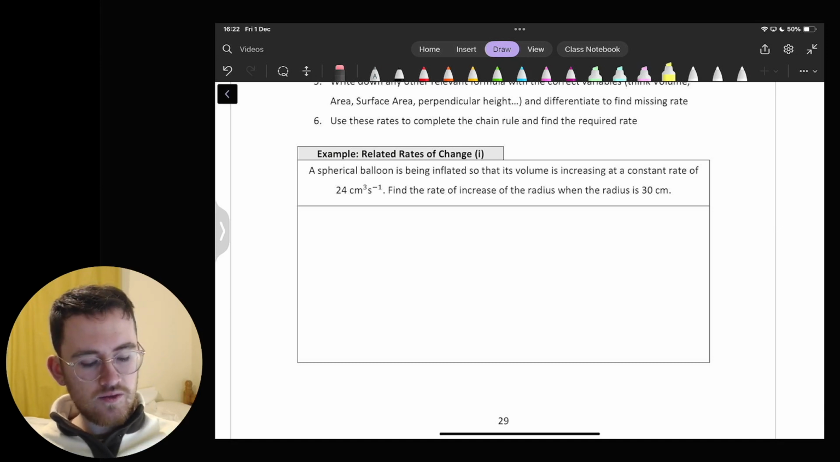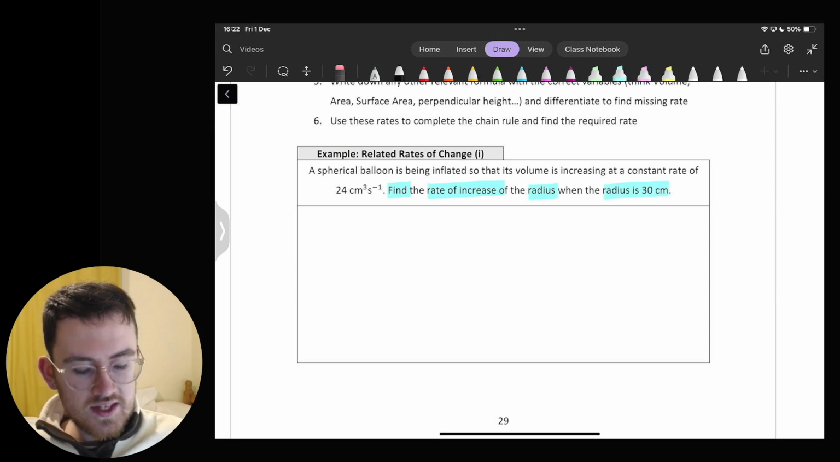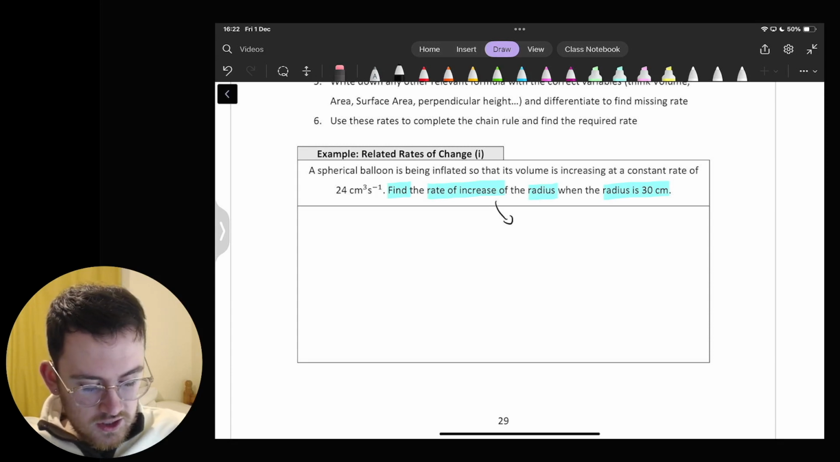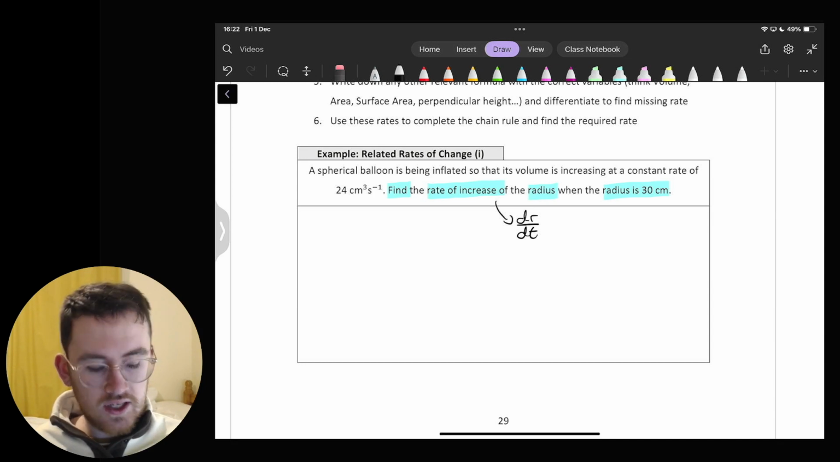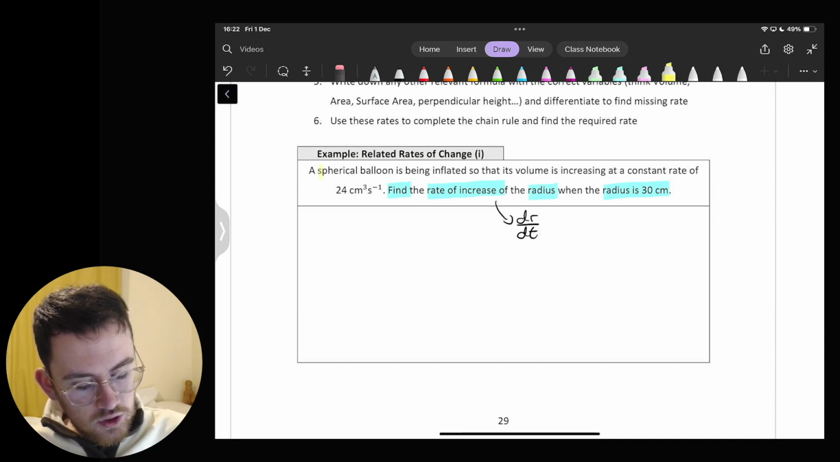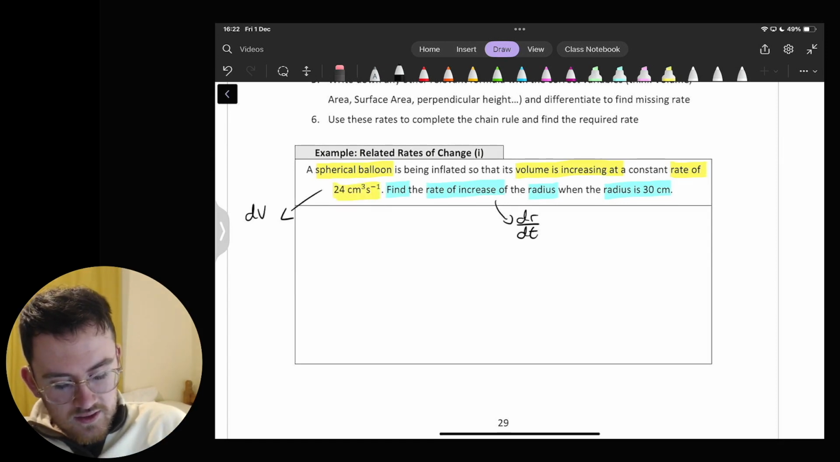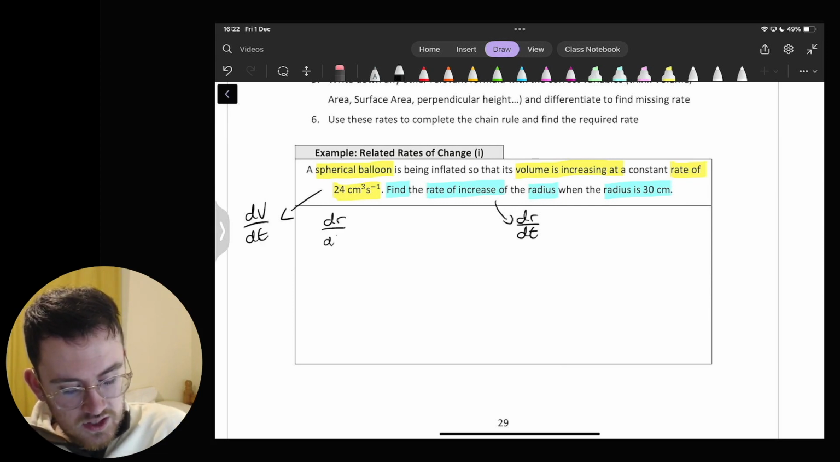So let's break down important information here. What am I looking for? Find the rate of increase of the radius when the radius is 10 centimeters. Now, this comes back to what we were saying in the rates of change section, excuse me. Rate of increase of the radius is going to be dr dt. So that's what I'm looking for. Other points of information that are important. Spherical balloon. Volume is increasing at a rate of 24 centimeters cubed per second. Okay, that's dv dt. I want dr dt. So setting all this up, I want to have dr dt.